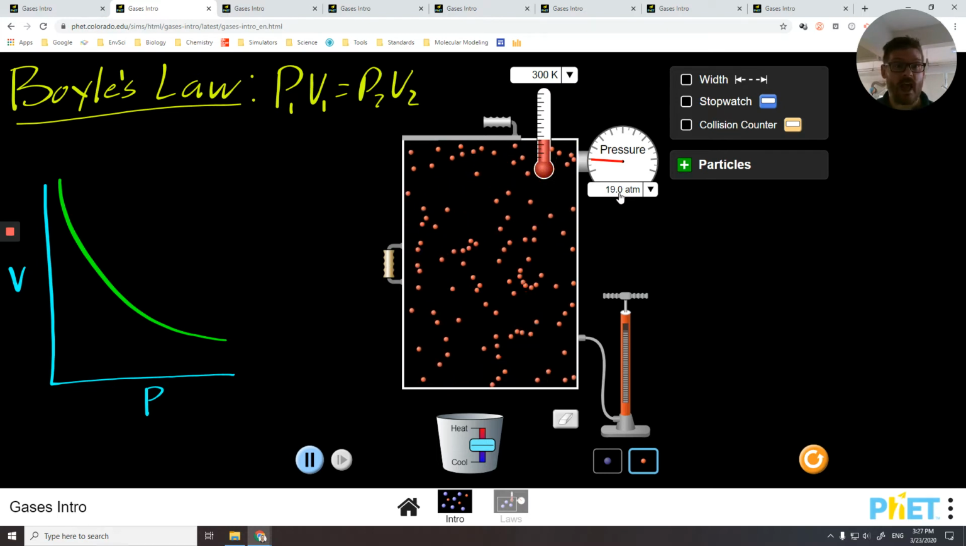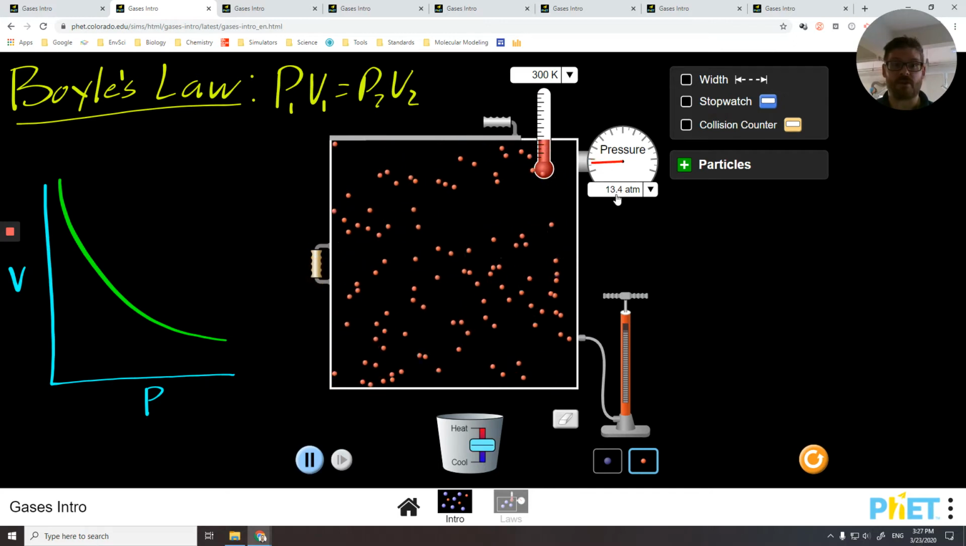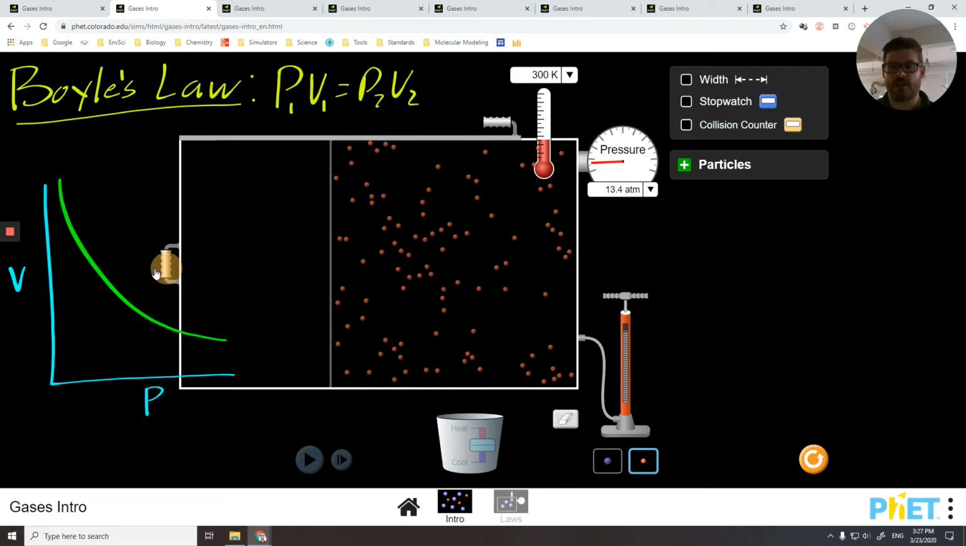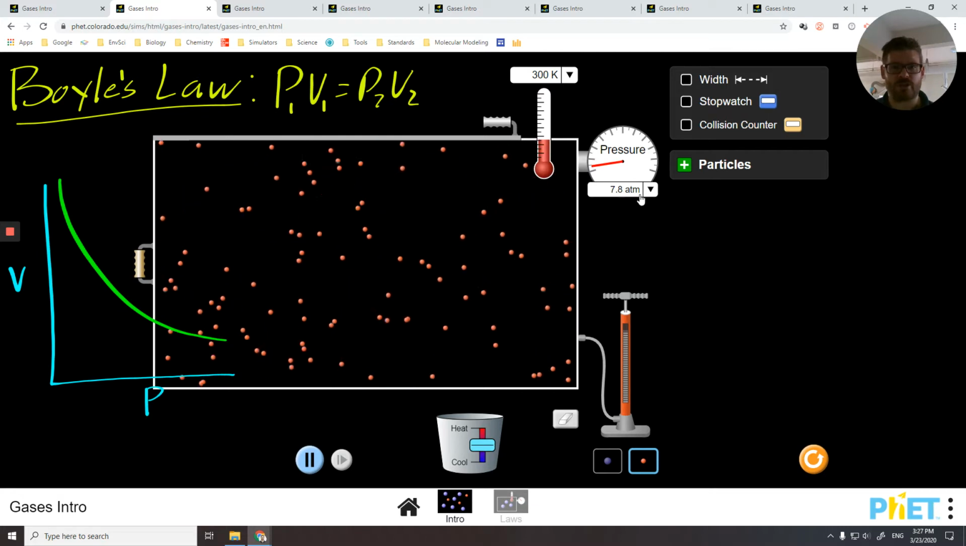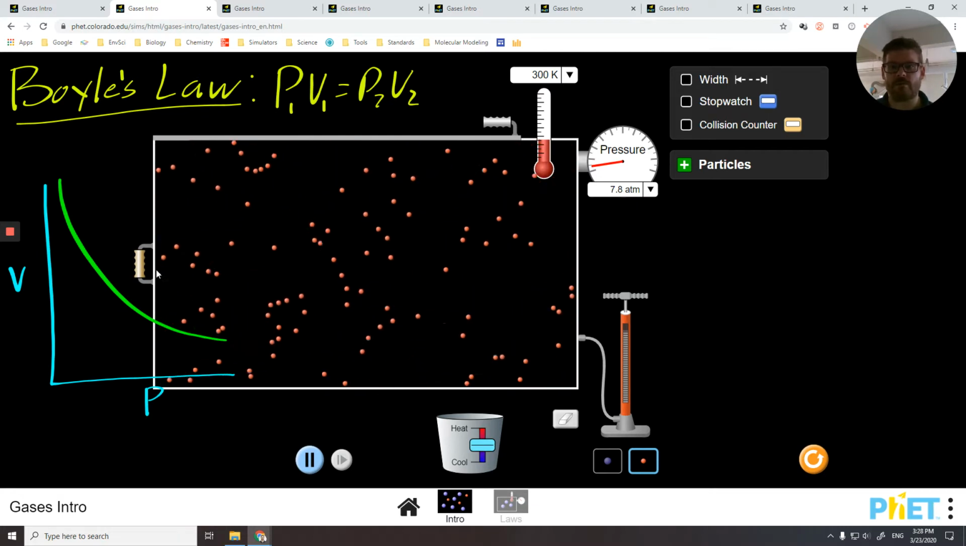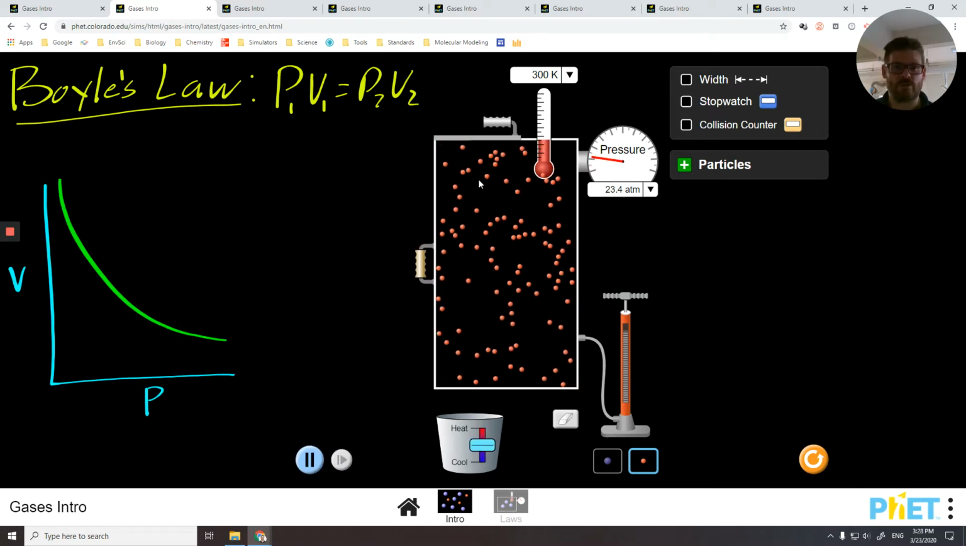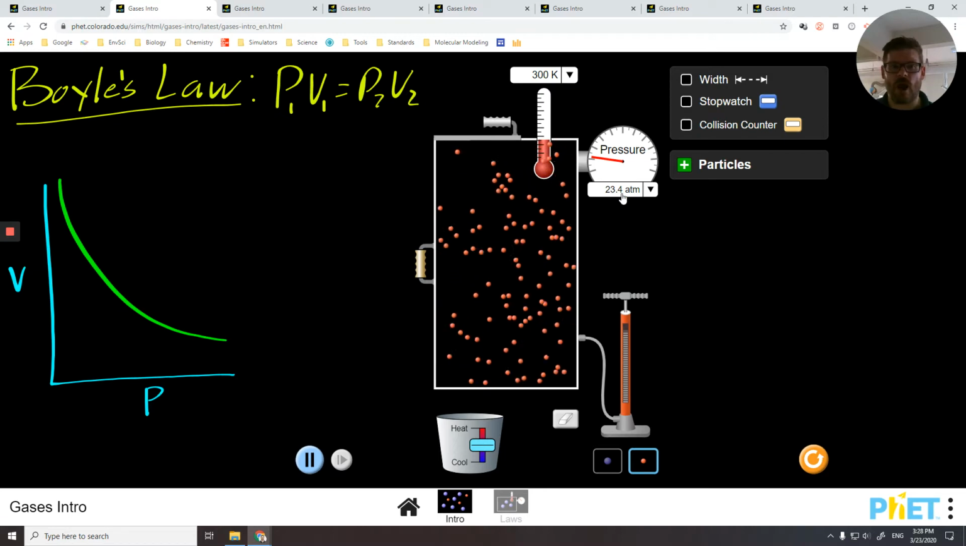Here it's at 19 atmospheres. If I increase the volume, look, it goes down to 13.4 atmospheres. Even bigger, even less pressure. Notice how the collisions with the outside are happening less frequently because they have more room to move. With less room, there's more collisions and therefore a higher pressure.